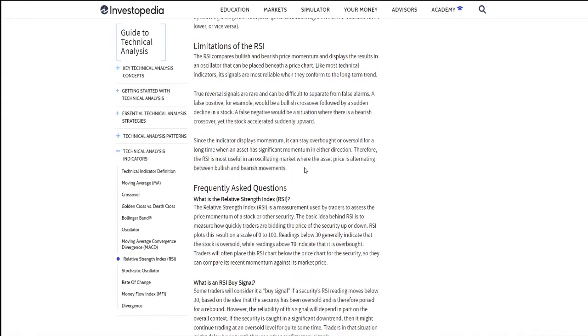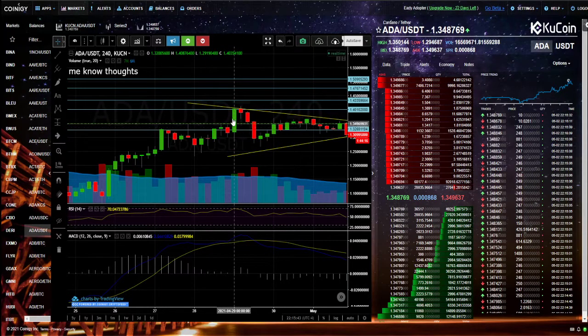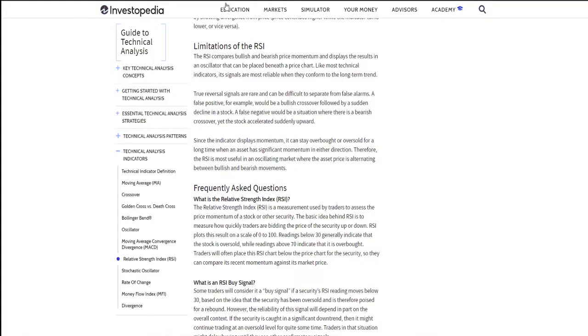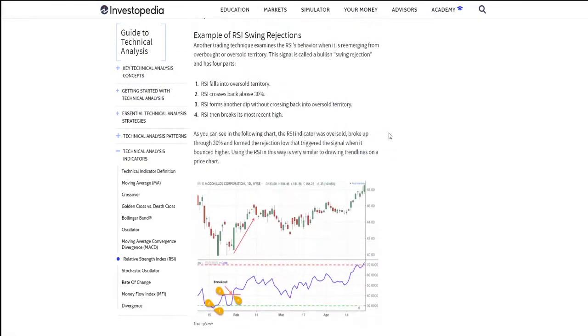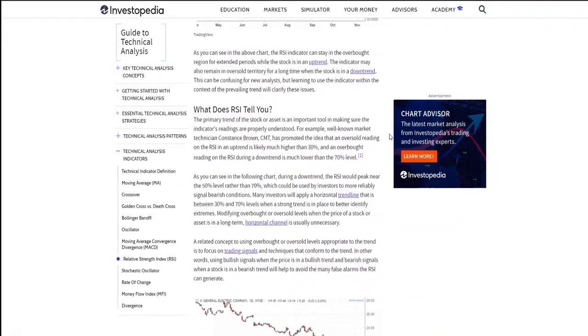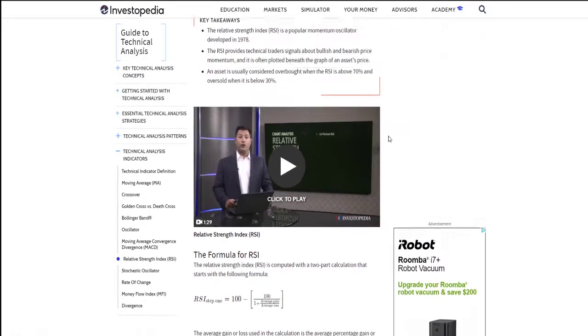Since the indicator displays momentum, it can say overbought or oversold for a long time when an asset has significant movement in either direction. Therefore, the RSI is most useful in an oscillating market where the asset price is alternating. So essentially, guys, if this went up and the RSI was still relatively low, it might be a good indicator that the cryptocurrency is going to remain a little bit high or possibly has room to go higher.